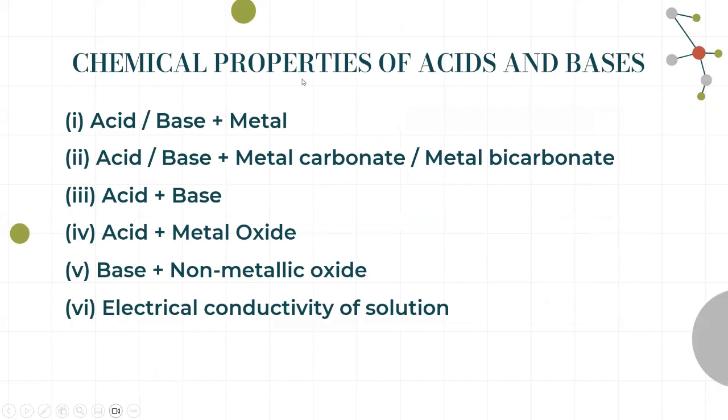Now let us look at some of the chemical properties of acids and bases. In this, we're going to be discussing acids or bases reacting with a metal. Then acids or bases reacting with a metal carbonate or a metal bicarbonate. Acids and bases reacting with each other, which as we have noticed before is the neutralization reaction. Then we have acids plus metal oxide, base plus non-metal oxide. And finally, we're going to look at the electrical conductivity of acidic and basic solutions.